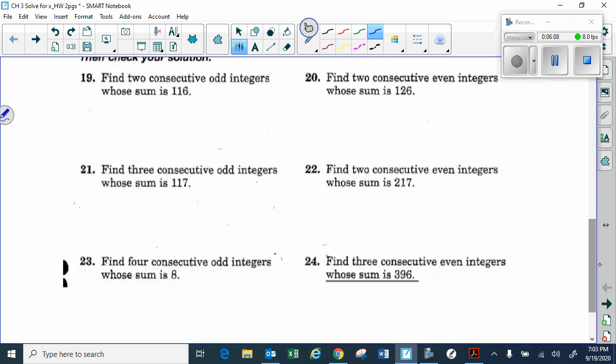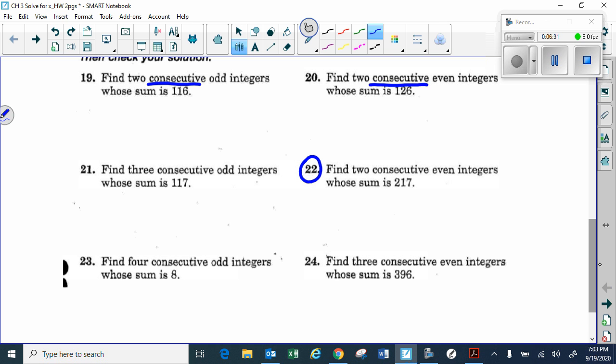All right, let me do one of these. I'll do 22. Notice you're talking about two consecutive, either odd or even integers. Okay, so you need to know the word consecutive. Consecutive means one after the other, no skipping. So if I were talking about consecutive odd integers, I could say 1, 3, 5, 7.